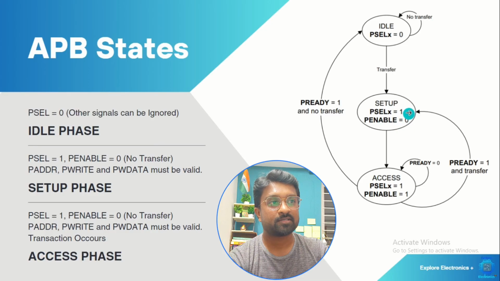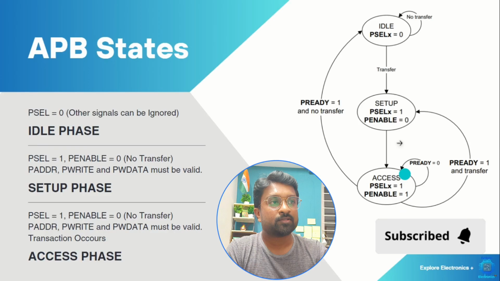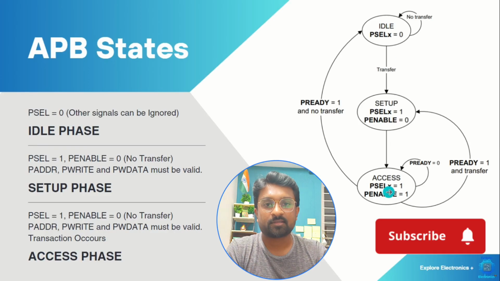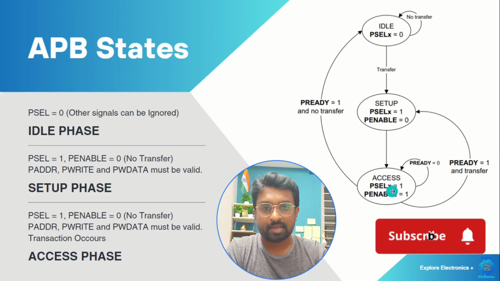In the setup phase, you can see P select is 1. It means the slave is selected and master has not yet enabled the transaction. So P enable is 0. This is setup phase. And then access phase, when P enable is also 1. So you can see here in the access phase, P enable is 1. So these are the 3 stages of APB transaction: idle phase, setup phase, and access phase.